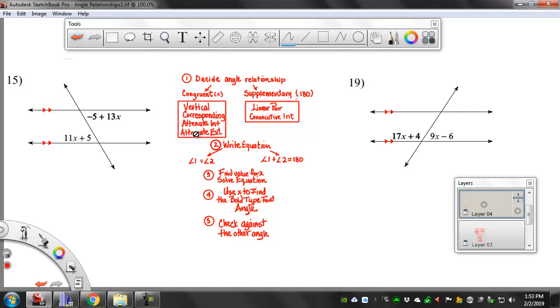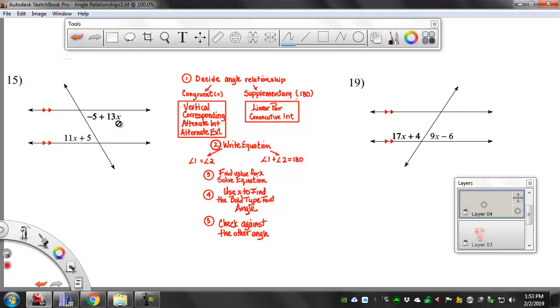Probably the hardest one of the two sets will be the congruent ones, because there's 4 different types. And so you really need to remember what they look like when you have two parallel lines cut by a transversal. So the one we're dealing with is alternate interior. So after you decide what type of angles you're dealing with, either supplementary or congruent type angles, you have to write an equation. And there's 2 different types of equations.